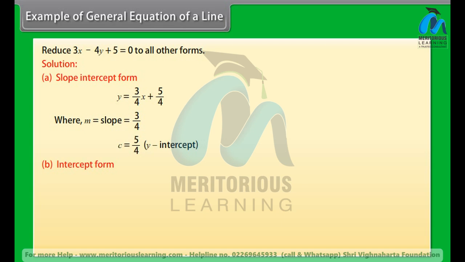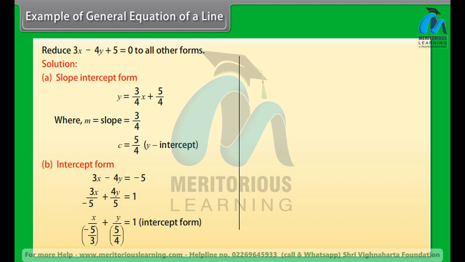Intercept form. 3x minus 4y is equal to minus 5. 3x by minus 5 plus 4y by 5 is equal to 1, or x by minus 5 by 3 plus y by 5 by 4 is equal to 1. Intercept form. x-intercept is equal to minus 5 by 3. y-intercept is equal to 5 by 4.